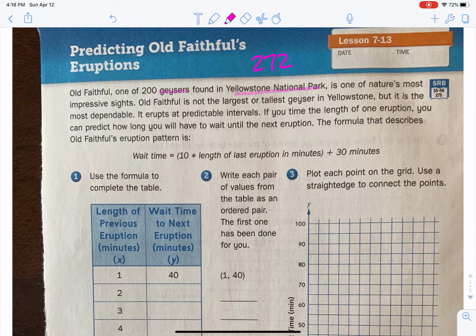Old Faithful is not the largest or tallest geyser in Yellowstone, but it is the most dependable. It erupts at predictable intervals. If you time the length of one eruption, you can predict how long you have to wait until the next eruption. The formula that describes Old Faithful's eruption is wait time equals 10 times length of the last eruption in minutes plus 30 minutes. Use the formula to complete the table.